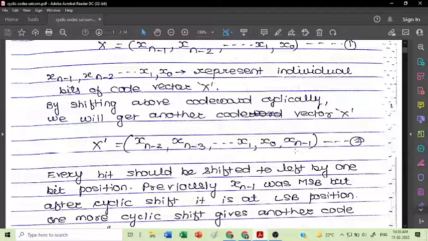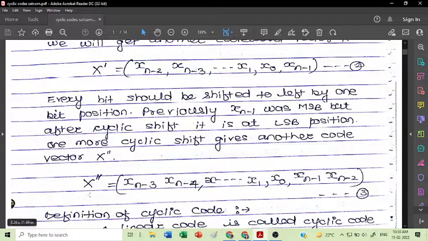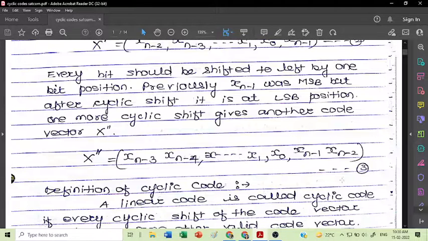Now if we shift this code vector by one more left shift or cyclic shift, then we'll get another code vector, that is x double dash. X double dash equals x n minus 3, x n minus 4, up to x1, x0, x n minus 1, x n minus 2. Here we can consider it as equation number 3.